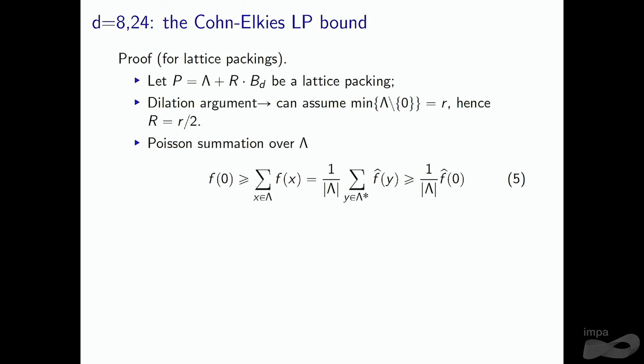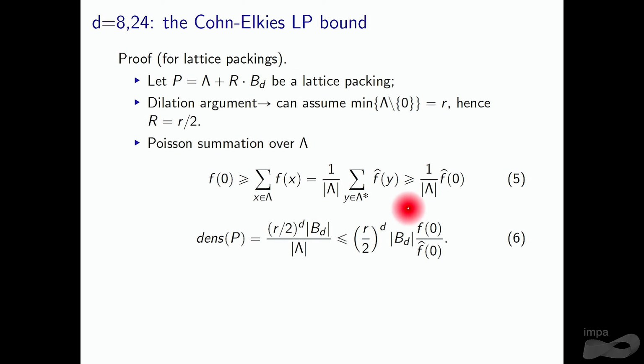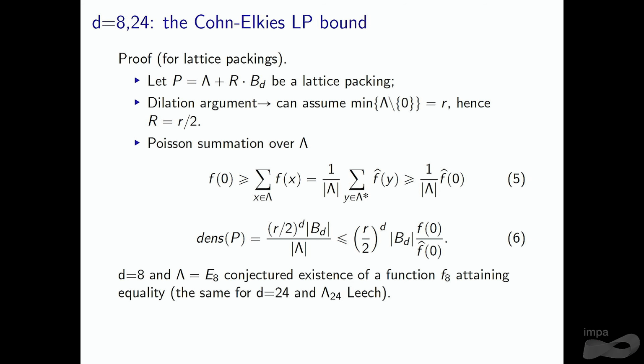And then we apply Poisson summation over your lattice, which is given by this equality here. Since every non-zero element of your lattice has norm at least r, the function f at this point is non-positive, so you will have this upper bound. And since we assumed that your function f hat is non-negative, you have this lower bound here. Then just rearranging terms and multiplying by r over 2 to the d times the volume of the unit ball, you get the desired result. And yeah, this proves the theorem for the case of a lattice packing.